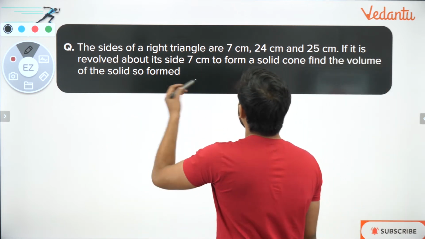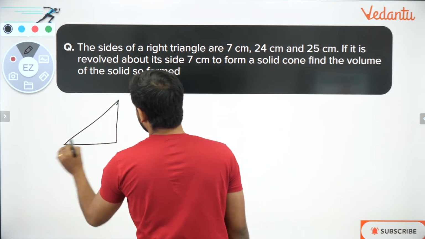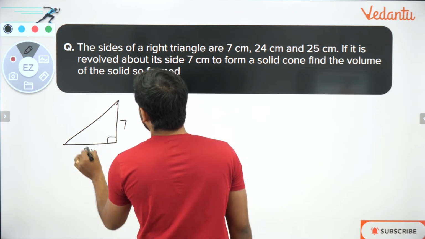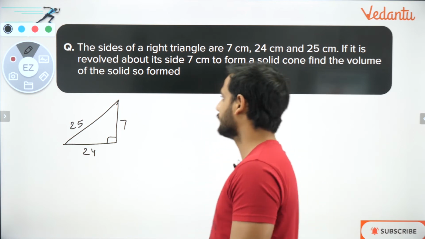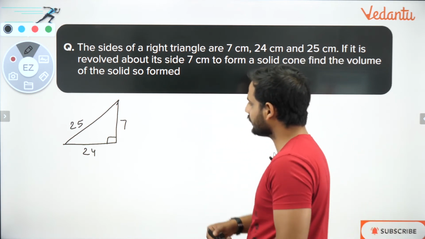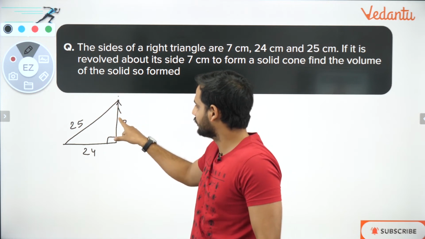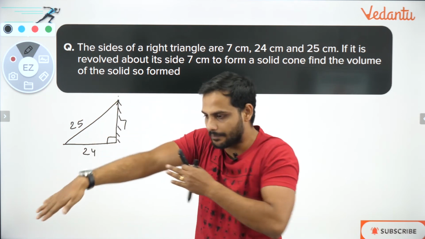So the right triangle, or right angle triangle, is in the form of this. This is 7, this is 24 and this is 25. The larger side will be your hypotenuse. Correct? Now what you have done, bachcho, is you have fixed this line. This line will not move. This 7 centimeter line will not move, and only the other part of the triangle will move.